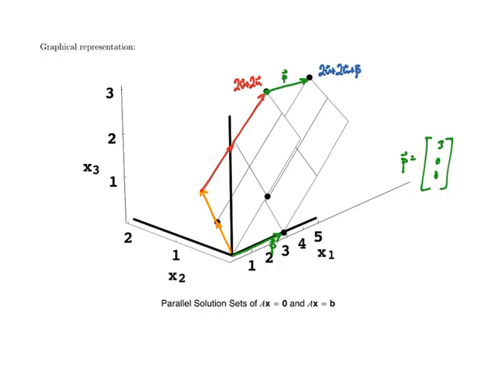And if you take any point in this plane, you can get to a point in the other plane by just adding the vector p. Those are parallel planes in R3, and those correspond to the homogeneous solution set and the non-homogeneous solution set.